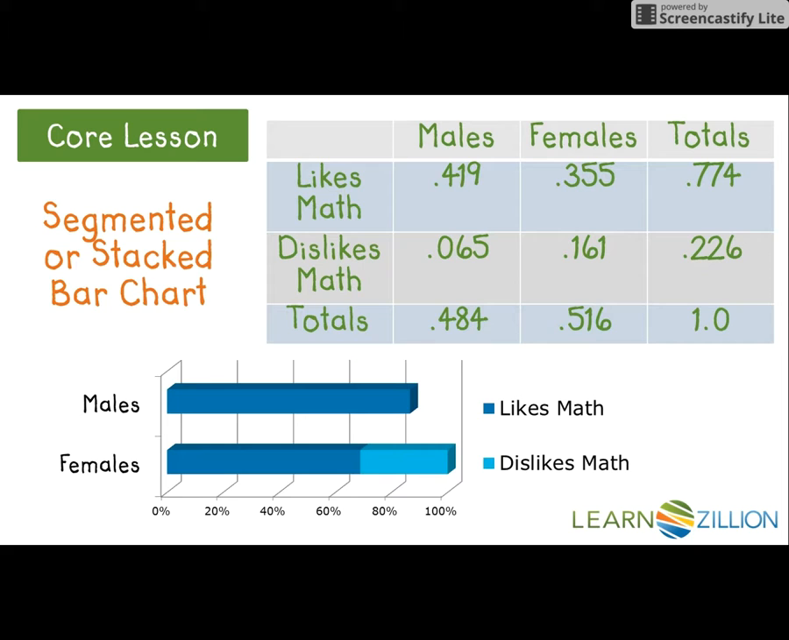The proportion of males that dislike math is 0.065 divided by 0.484 to give us the final 13.4%. A segmented or stacked bar chart is a great way to show and compare each variable. It makes it much easier to see which gender likes math more. The proportion of males that likes math is higher than the proportion of females who like math.